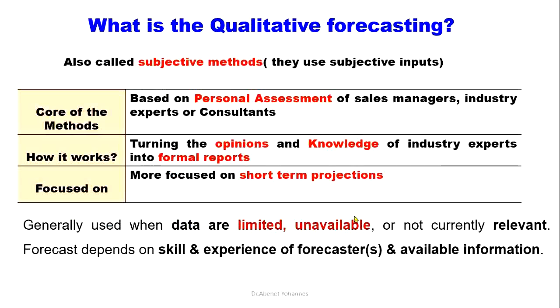Next we will see the qualitative forecasting techniques. It is also called the subjective method. Why do we call it subjective? Because it is based on the personal assessment of sales managers, industry experts or consultants. How does it work? It turns the opinion and the knowledge of industry experts into a formal report.